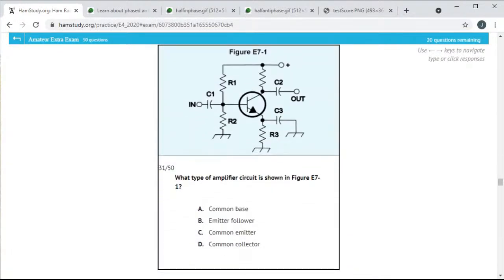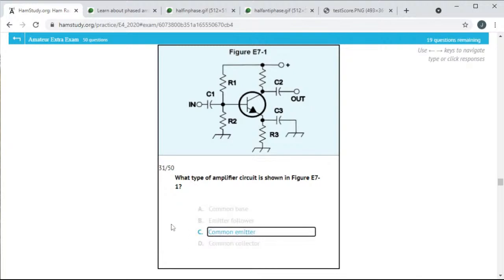What type of amplifier circuit is shown in figure E7-1? A, common base. B, emitter follower. C, common emitter. D, common collector. I don't know. I'm just going to guess C.